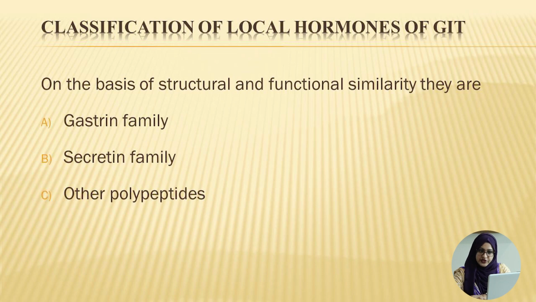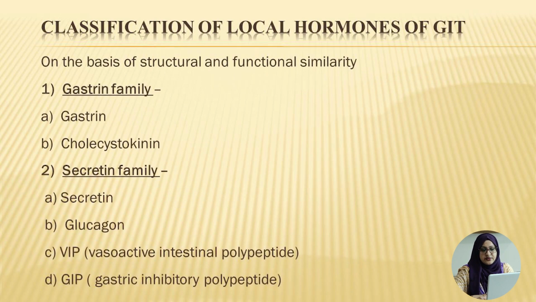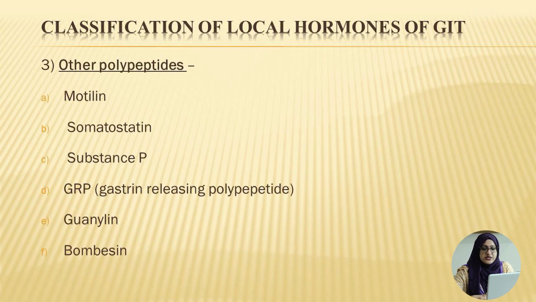Classification of local hormones of the gut. On the basis of structural and functional similarity, they are classified into three: the gastrin family, the secretin family, and other polypeptides. The gastrin family mainly includes gastrin and cholecystokinin, and the secretin family includes secretin, glucagon, vasoactive intestinal polypeptide, and gastric inhibitory polypeptide. Others include motilin, somatostatin, substance P, GRP, guanylin, and bombesin.